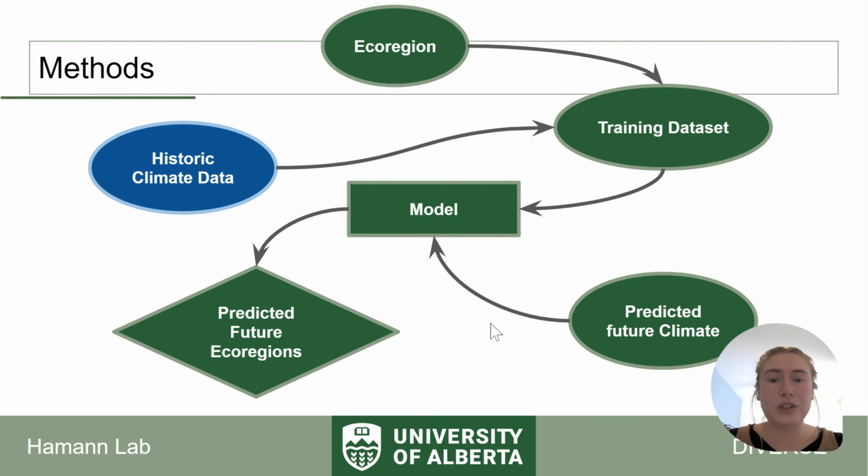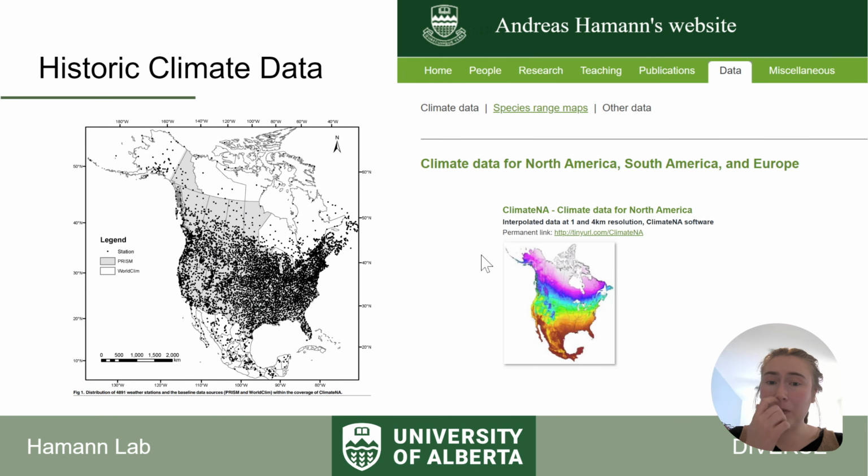Now, looking at the historic climate data that I decided to use, I got that off of the Climate NA option on Andreas Hammann's website. They took sort of weather station data and made a continuous climate model for historic climate data, and that is what I'm using to train the model. It has around 250 bioclimatic climate variables that are the input to the model.